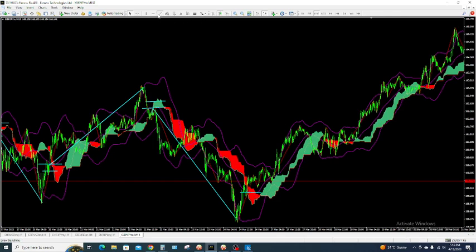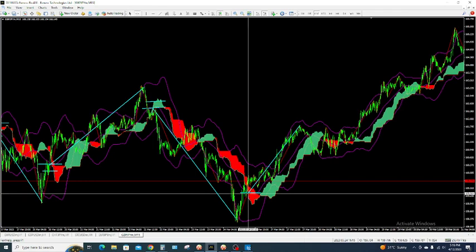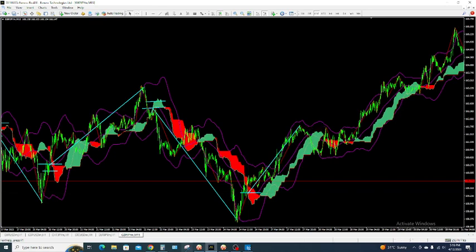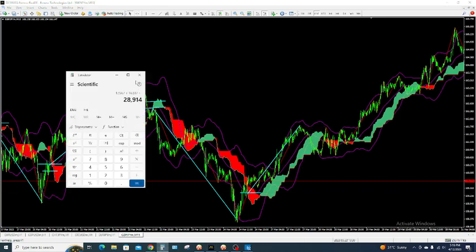Then we are going to take this trade from here. When you take this trade from here, when you stop here, it's giving us 2471. Remember, we now have 28,914. 2471 times 0.25 gives us $617.